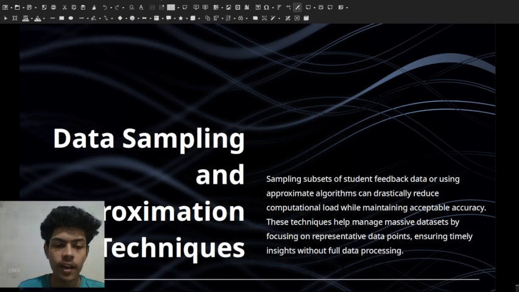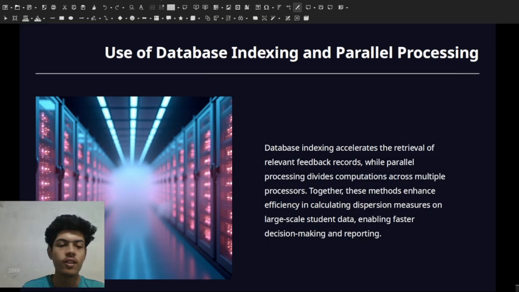Data sampling and approximation techniques. Sampling a subset of student feedback data or using approximation algorithms can drastically reduce computational load while maintaining acceptable accuracy. These techniques help manage massive data sets by focusing on representative data points. Basically, we train the data to an approximation value that helps reduce unwanted data. That's the basic core meaning.